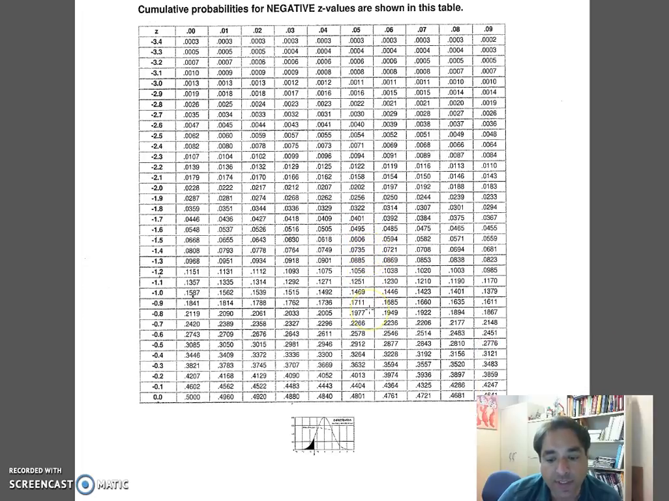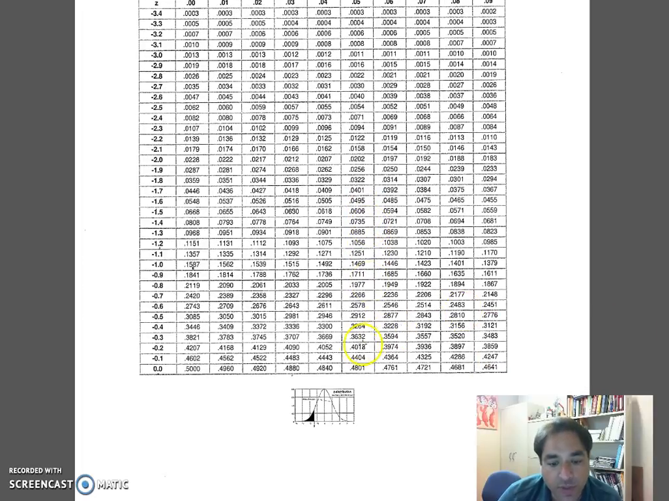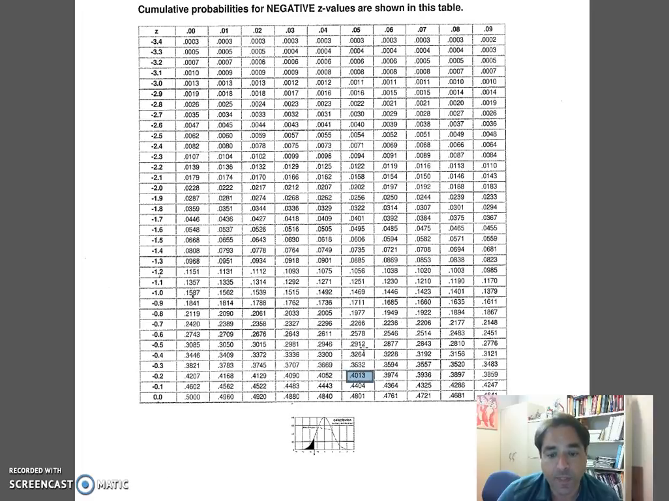And the closest to 0.40 would be between these two. Now, either one is okay. Technically, this one's a little closer, but either one would work. It's just going to be off by a little bit. And we want to find out what z-score gives us that. It'd be negative 0.25. Negative 0.25.